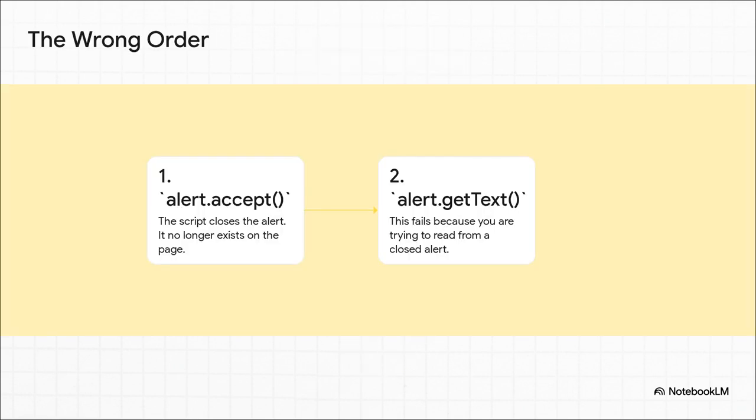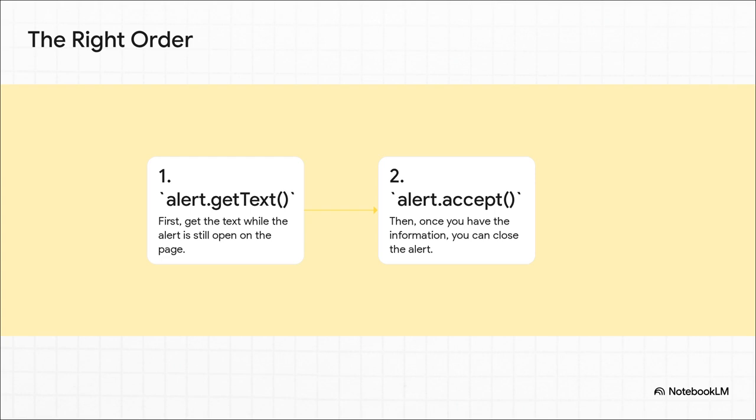So imagine you want to verify the text of an alert before you click OK. If you write your code to click accept first and then you try to get the text, well, your script is going to crash. And why is that? Because as soon as you accept the alert, poof, it's gone. It doesn't exist anymore. You're basically asking Selenium to read text from thin air. The fix, thankfully, is incredibly simple. Just flip the order. You have to do everything you need to do, like getting the text, while the alert is still visible on the screen. So you grab the text first, do your validation, and then you accept or dismiss it. Get what you need, then get rid of it.